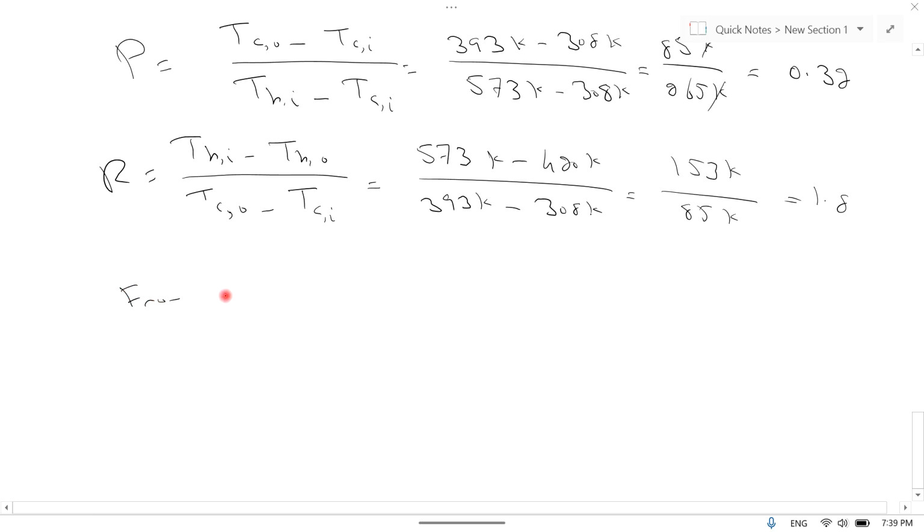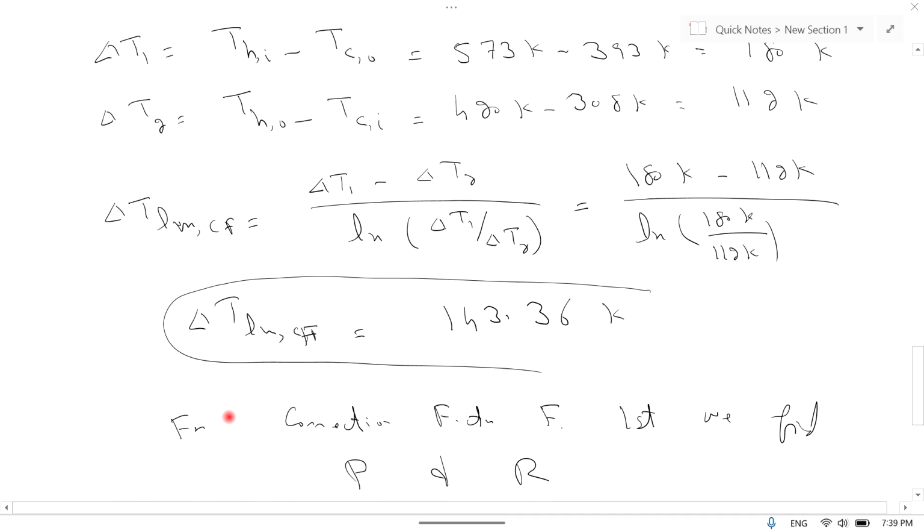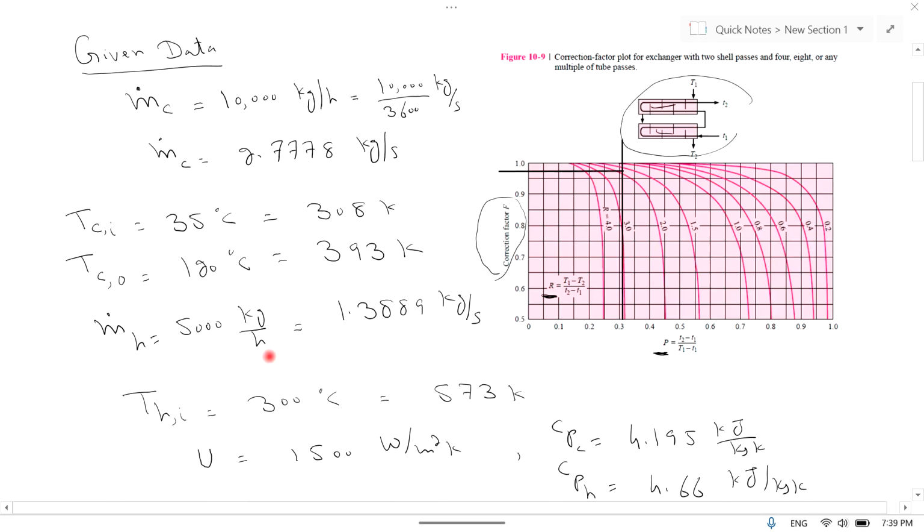Now from figure 10.9, at P equal to 0.32 and R equal to 1.8, find the correction factor F. So go to the chart, figure 10.9. The X axis is P. This line is for 0.3, so a little more than 0.3 will be 0.32. So draw a straight vertical line on 0.32.